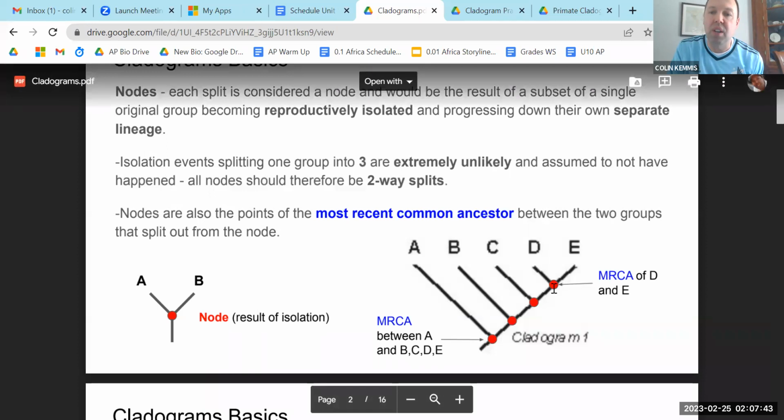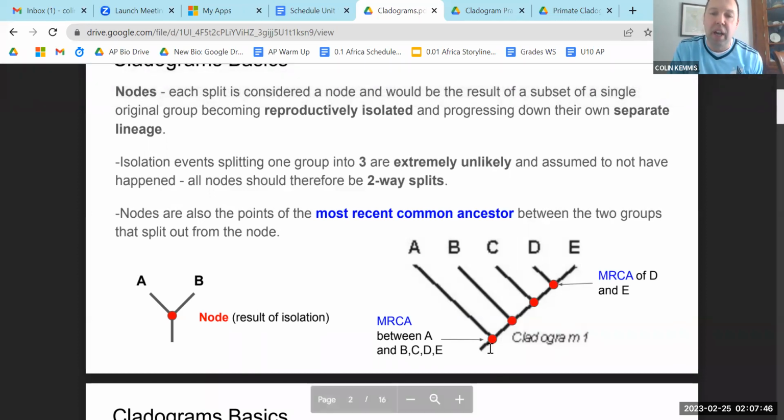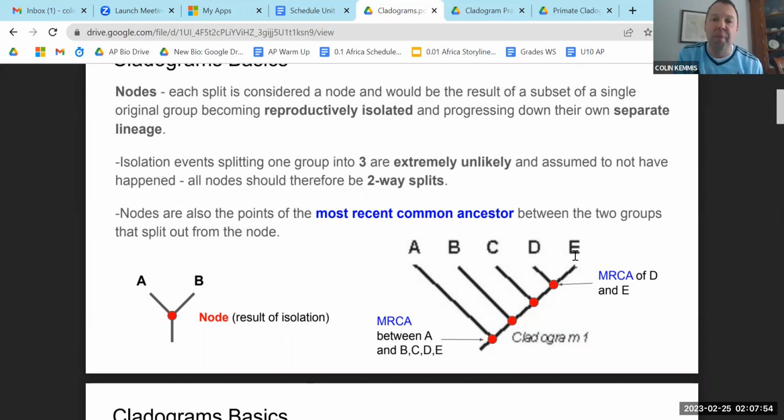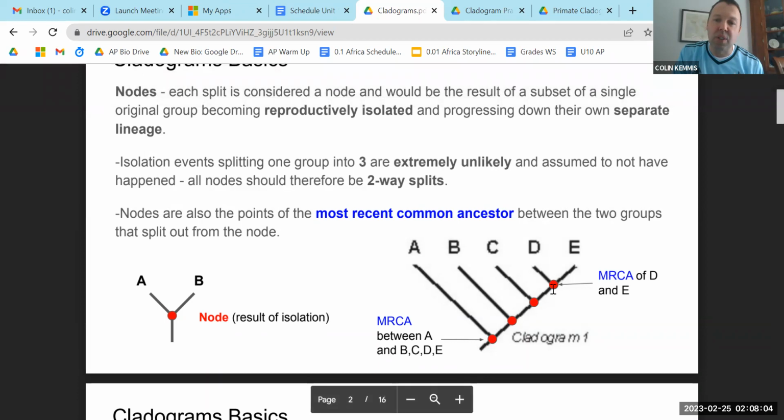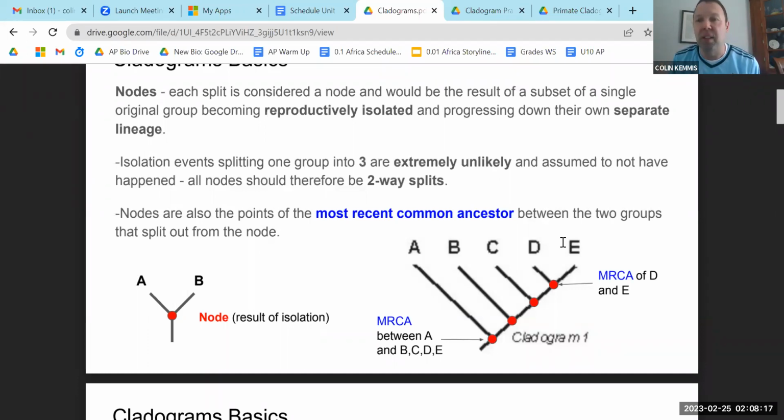So this node here is the common ancestor for D and E, and this node here is the common ancestor for all of the modern organisms. The other thing you can tell by this diagram is how old things are. This is the most ancient, and these are the organisms in modern times. So you can see how time kind of moves forward as you go up this cladogram. Sometimes they're shown left to right, where left will be the most ancient and right side will be more modern. Don't be confused by this. It's just a different notation.